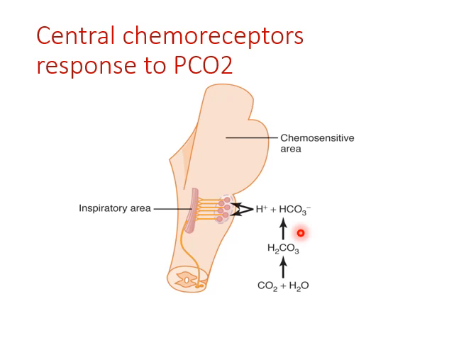This slide shows you the excitation of the central chemoreceptors and eventually the change in the activity or stimulation of the inspiratory neurons in the dorsal respiratory group, leading to ventilation. CO2 apparently enters from the plasma to the CSF and combines with water to form carbonic acid. The carbonic acid dissociates and releases bicarbonate and hydrogen. And now hydrogen ions are located within the CSF, so they will affect the activity of the chemosensitive neurons. And from these, eventually, the signal will be transmitted to the dorsal respiratory group and increase the rate of ventilation.